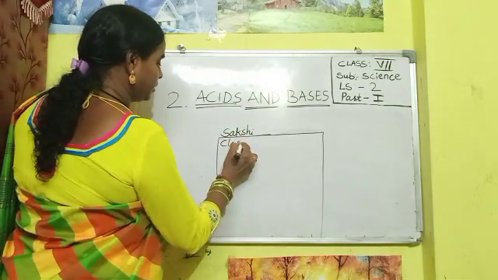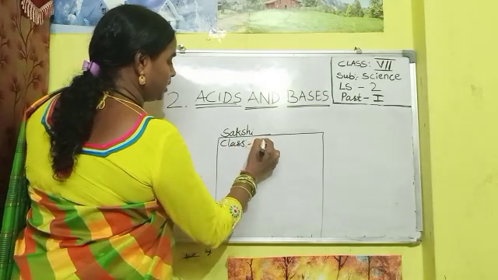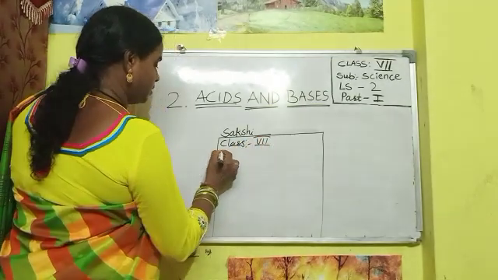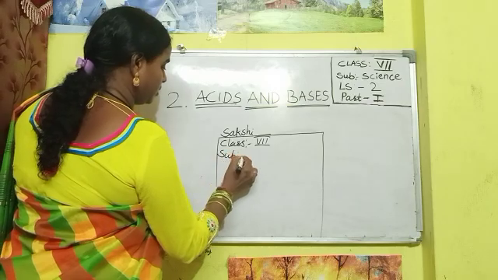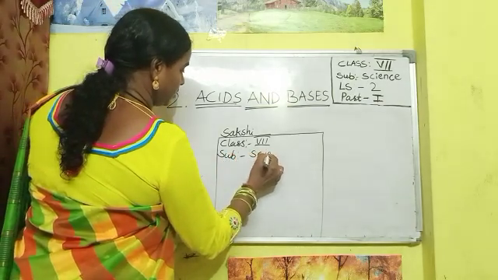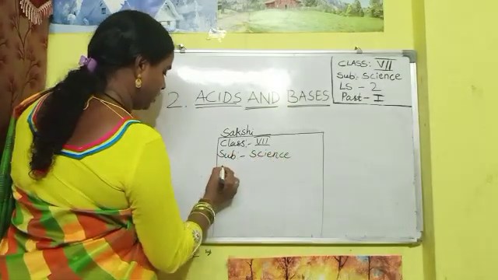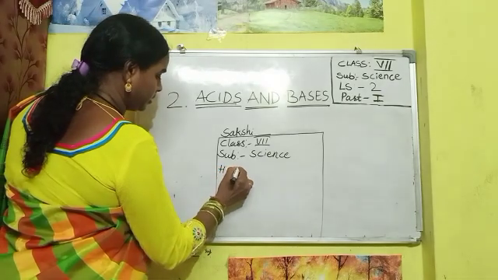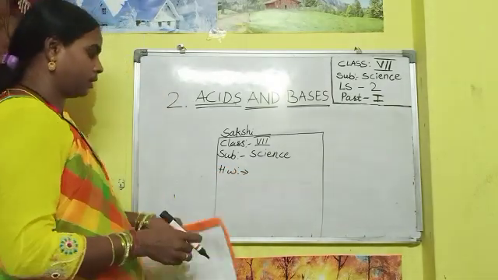Class, you have to write: 7th class. Subject, you have to write: Science. And HW, you have to write.